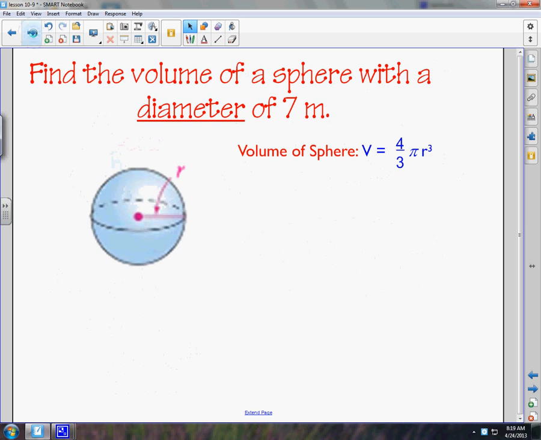All right, and the last example is a sphere. So it says find the volume of a sphere with a diameter of 7. So a diameter of 7 means that my radius is 3.5. So try this problem and then we will go over it.